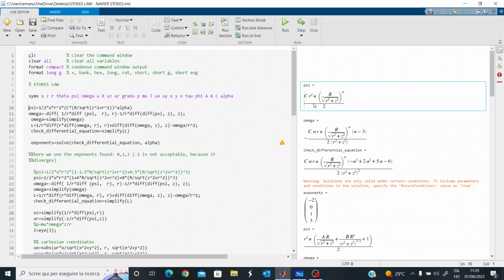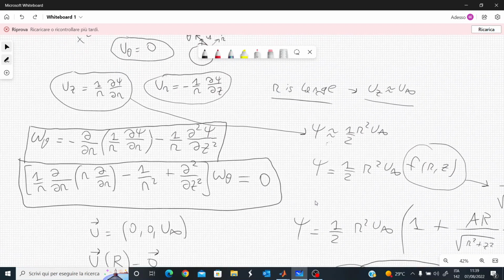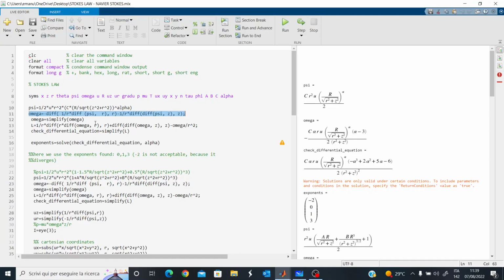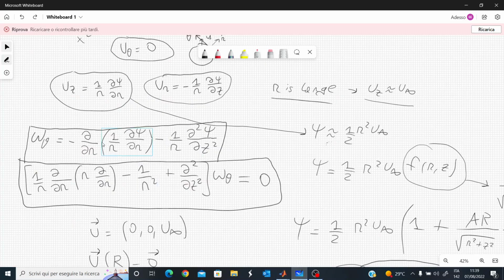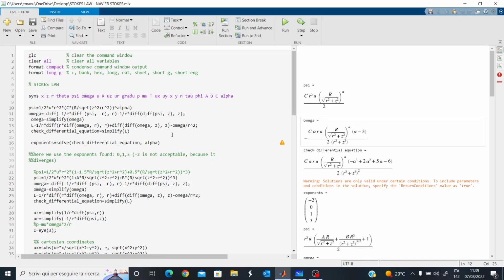But yes, I can rewrite my expression like this, and then I will put this function psi into the differential equation. So I have defined omega here as simply this equation. I have written this equation here, omega theta equal to minus d over dr, and in Matlab you have to put minus diff, which is minus the derivative with respect to this variable here, which is r, and then inside this derivative we have 1 over r times the derivative of psi with respect to r. So it's exactly this part of the expression, and then you have minus 1 over r here times the second derivative of psi with respect to z, and this is how you write it. You use twice the function diff.